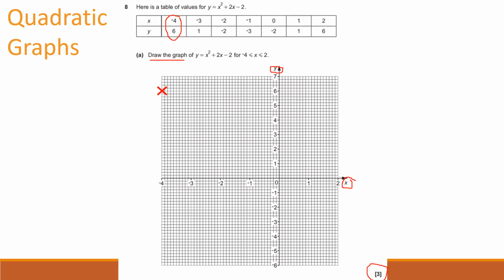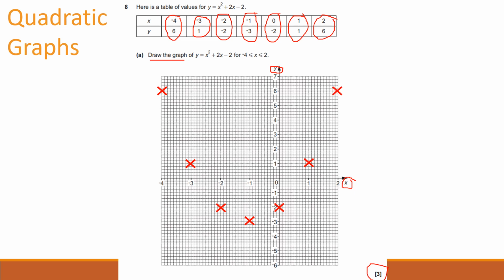The second point I'm going to plot is the point -3, 1. So again I go 3 to the left from the origin, or the point 0, 0, and then 1 up. Next point is the point -2, 2, and we plot each one in turn. And then I've got the point -1, -3, and then I've got the point 0, -2, and then the point 1, 1, and then the point 2, 6.